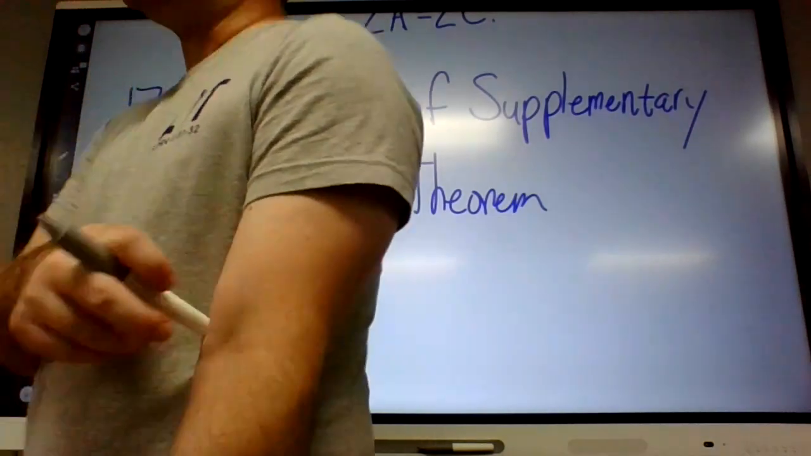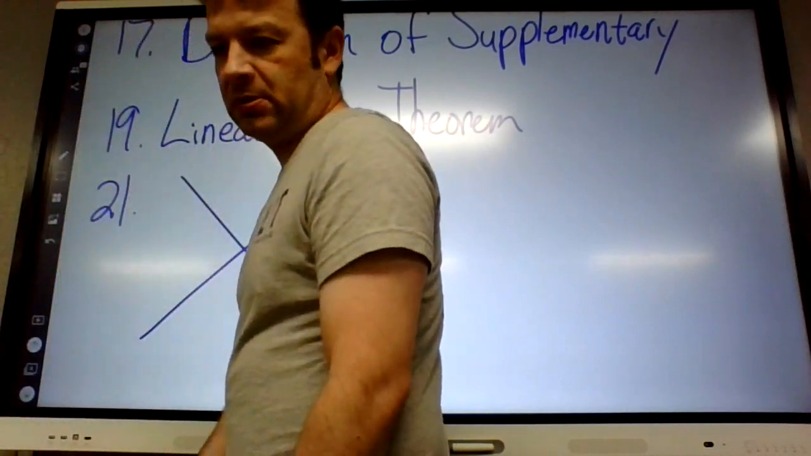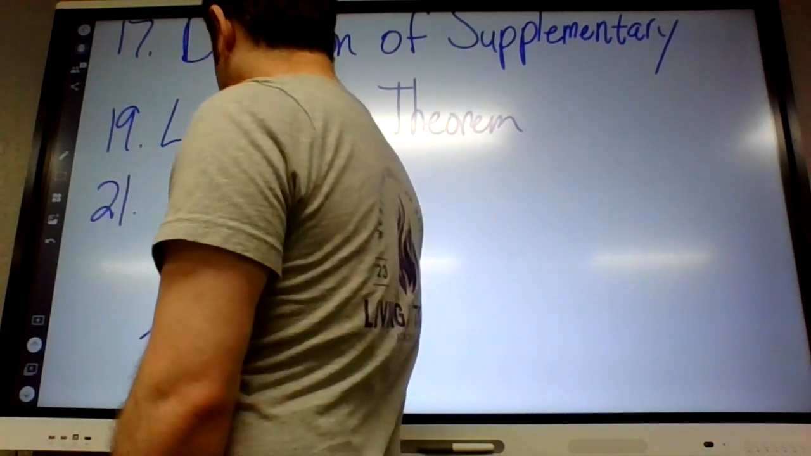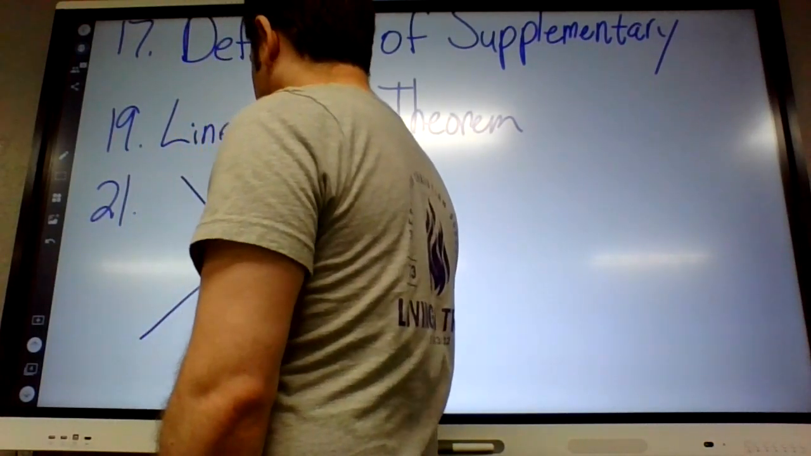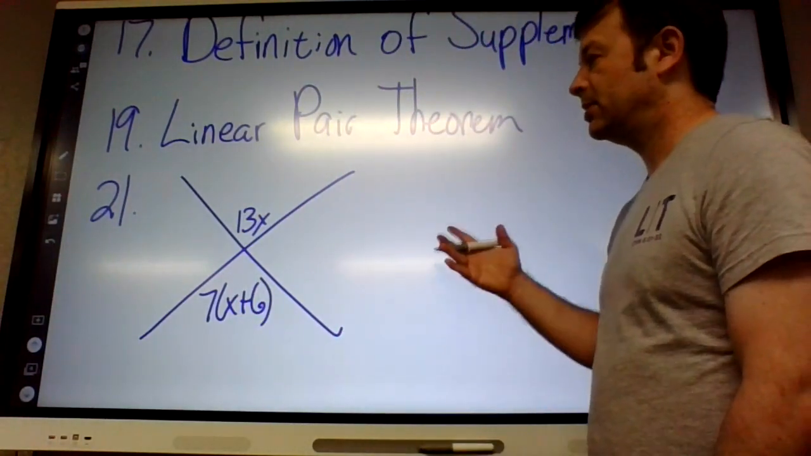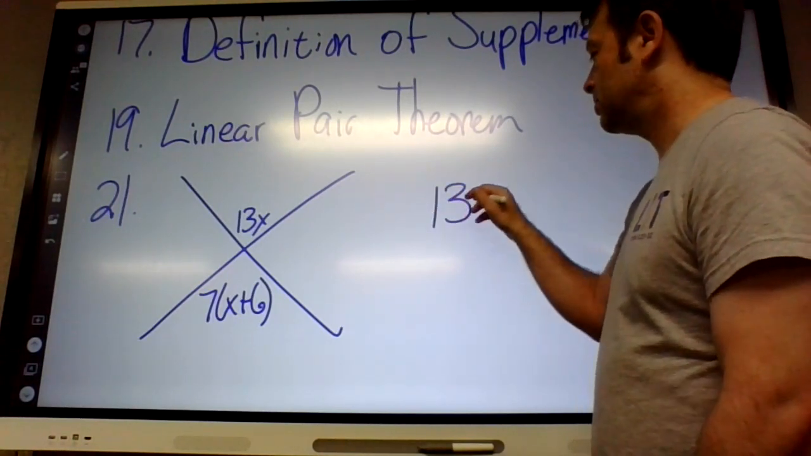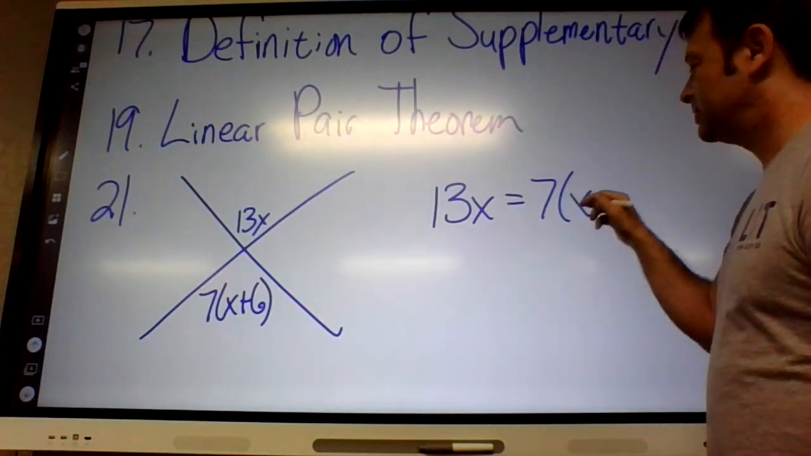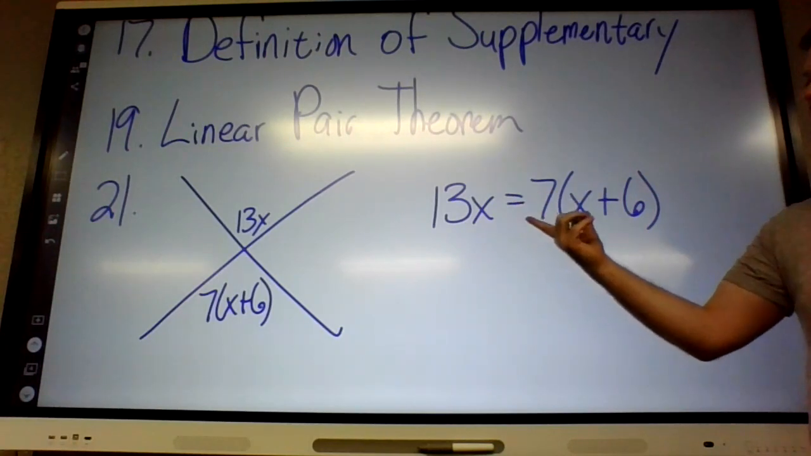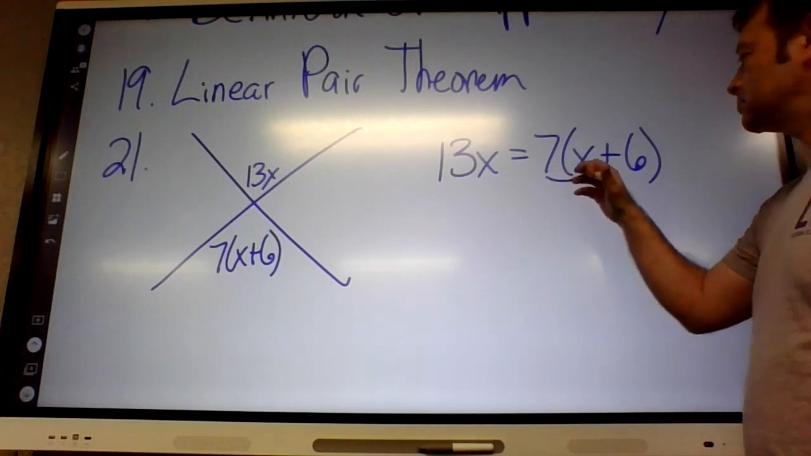Okay, so in that picture on 21, what do we know about those two angles? 13x and 7x plus 6. What do I know about these two angles? They're vertical angles. So what do I know about vertical angles? They're the same. So what should I write? 13x equals 7x plus 6. If they are the same, they are equal. Now we have an equation that can be solved for x. So what should we do? Distribute 7.